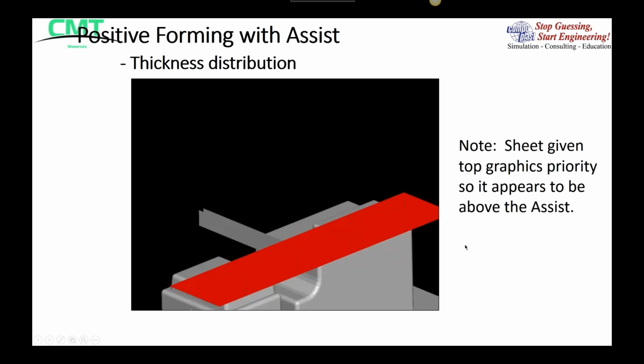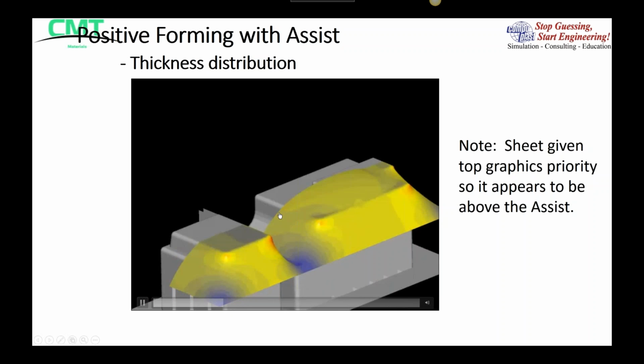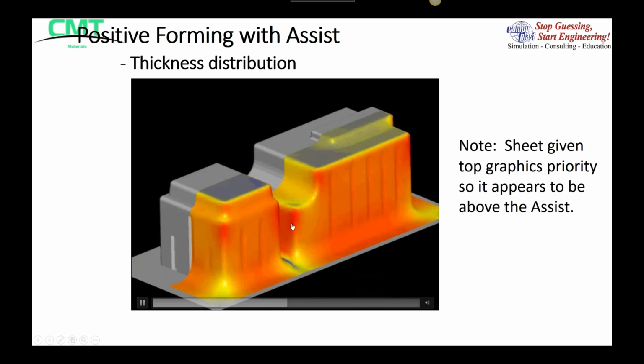Now here is positive forming with an assist. Note that the sheet is given top graphic priority, so it appears to be above the assist here. But this bar, you will see when I start the animation, is definitely above the sheet. What's going to happen here is the sheet is going to pre-blow, and then the tool is going to move up, but the bar is going to stay in place and prevent a web forming across here. And you're going to see more about this later on in the presentation.